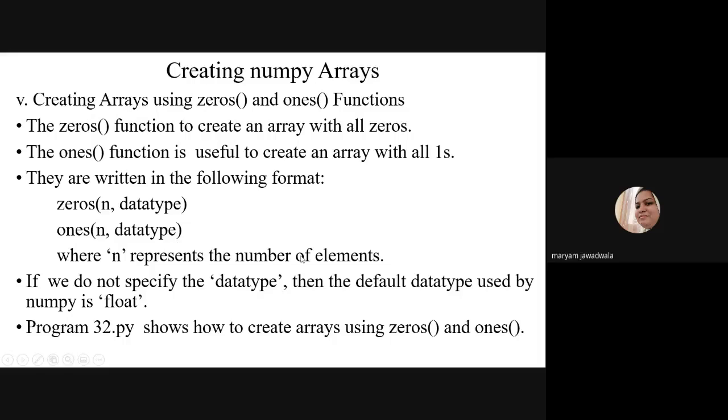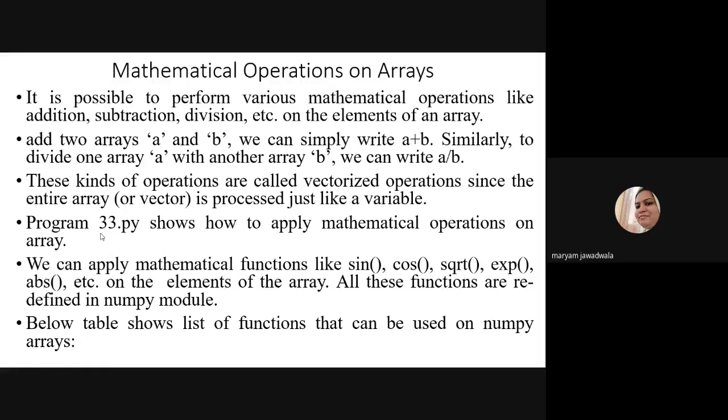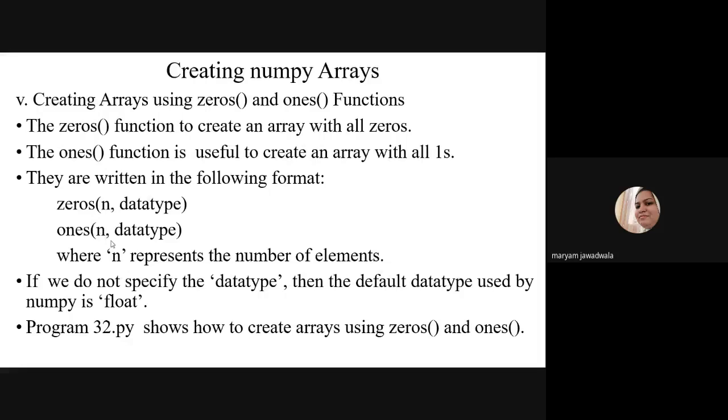How to create a zeros array: zeros(n, data type), where n represents the number of elements and then their data type. Likewise for ones(n, data type), n means the number of ones. If we do not specify the data type, then the default data type in numpy is float. So we'll take one example, 32.py, to create numpy arrays using zeros and ones.